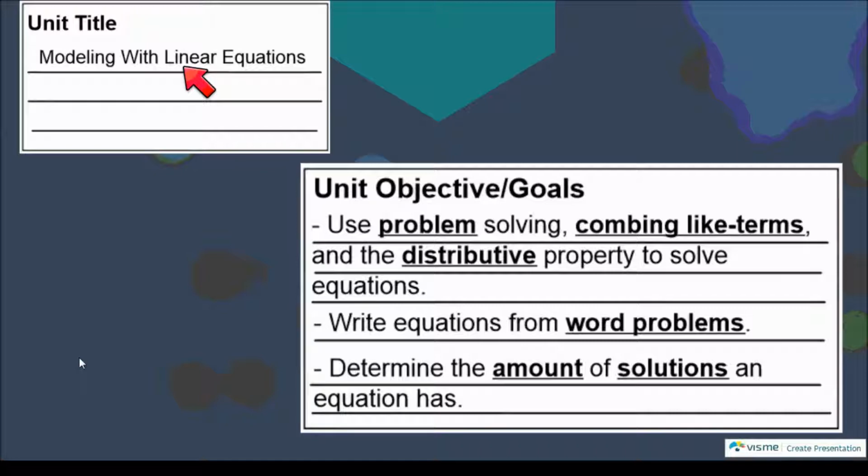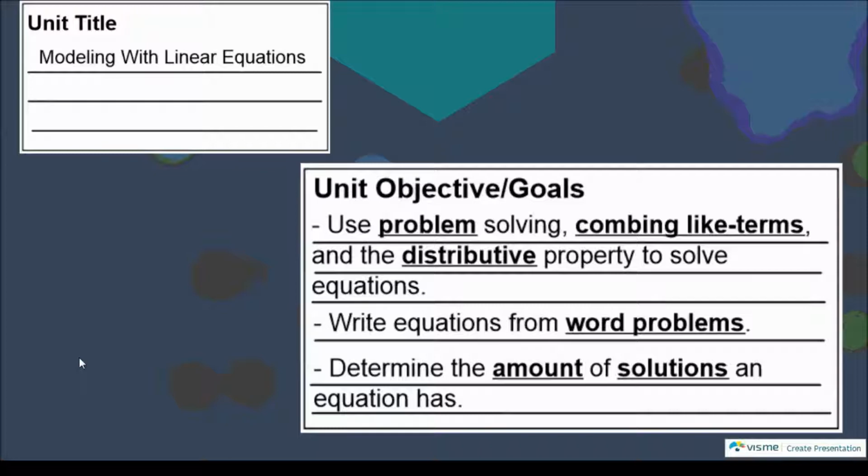Let's go through our unit objectives and goals. When we do this, I'll read. When I stop, you're reading the word that you filled in. So you're participating. Everybody's reading the word that they filled in. Okay, so we're on our first objective or our goal. Again, this is just what we want to get out of this unit.